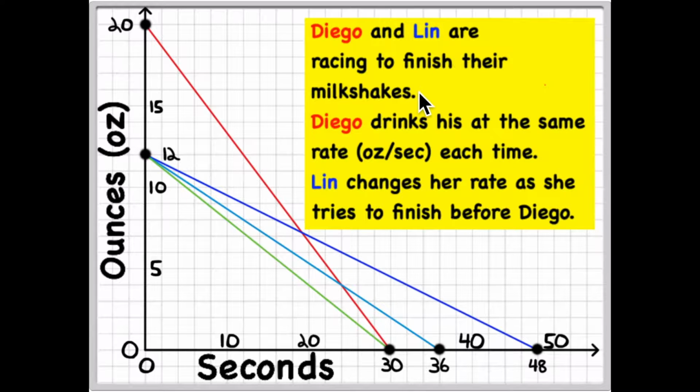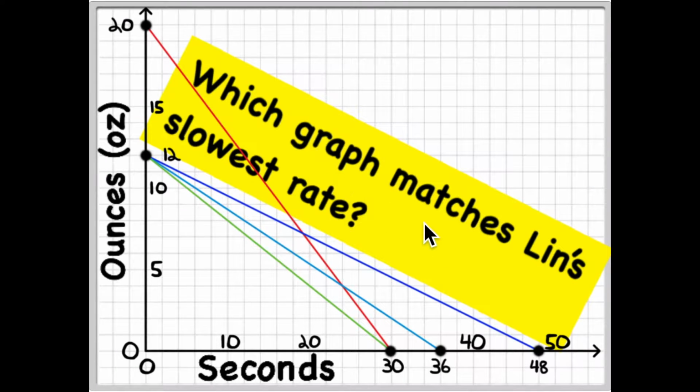Diego and Lynn are racing to finish their milkshakes. They actually have 3 races, as Lynn tries to race faster and faster to beat Diego in finishing her milkshake. So which graph matches Lynn's slowest rate?